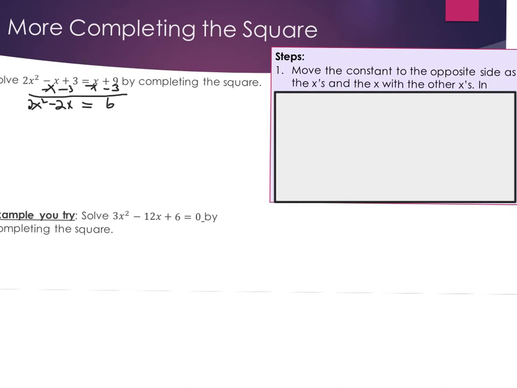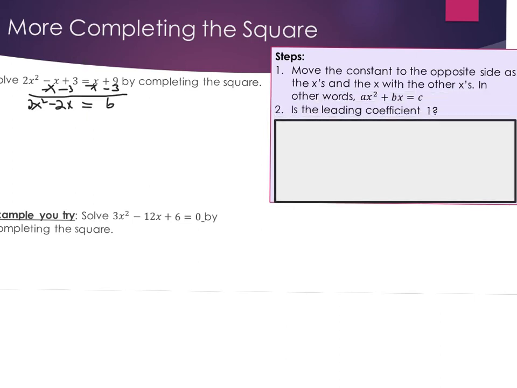Okay, so our next step is we're going to ask ourselves, is the leading coefficient 1? If the leading coefficient is not 1, we have to make it so that it is 1. So we're going to divide everything through by 2, because that is the number next to x squared. So we'll have x squared minus x equals 3.